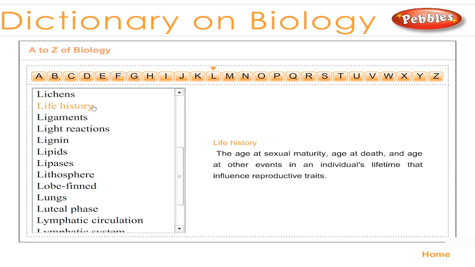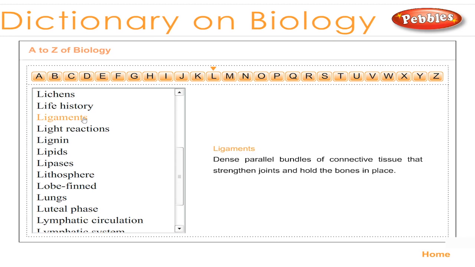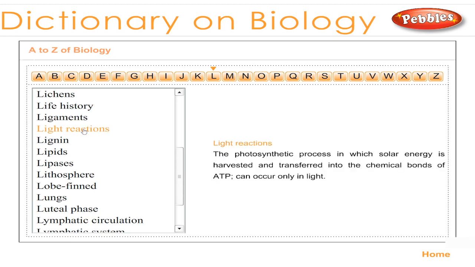Life history, the age at sexual maturity, age at death, and age at other events in an individual's lifetime that influence reproductive traits. Ligaments, dense parallel bundles of connective tissue that strengthen joints and hold the bones in place. Light reactions, the photosynthetic process in which solar energy is harvested and transferred into the chemical bonds of ATP, can occur only in light.